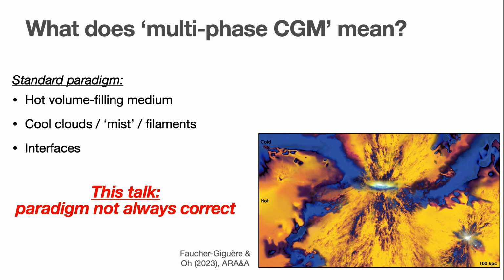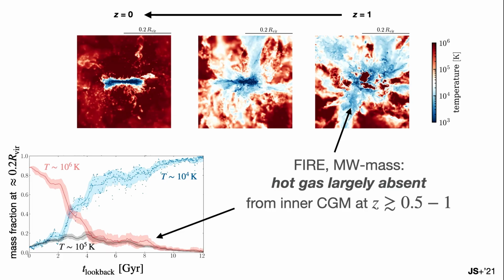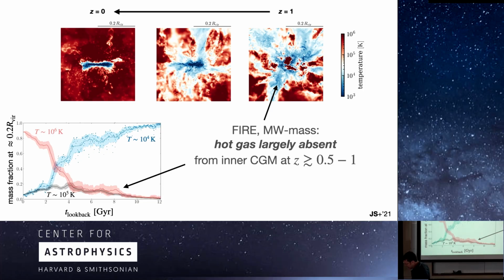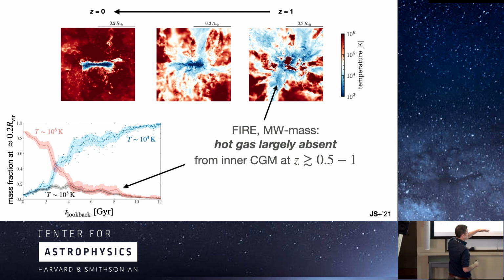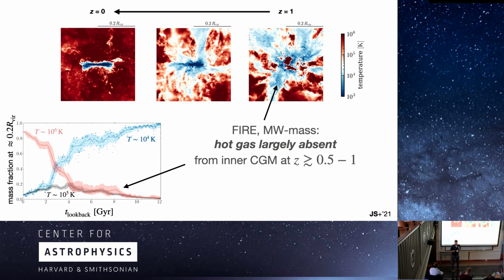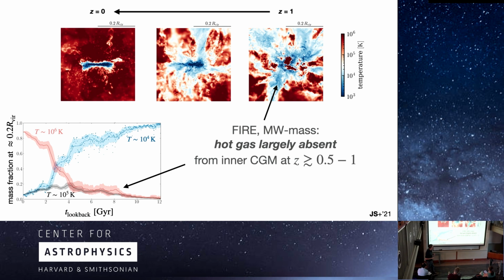What I want to do in this talk is suggest that this paradigm is not always correct. In some cases, specifically in the inner CGM at high redshift, we need to create a new paradigm for the multi-phase CGM. The motivation comes from an analysis of the FIRE simulations, which shows that the hot background is largely absent at the Milky Way mass scale in the inner CGM above a redshift of between 0.5 or 1, depending on the exact simulation.